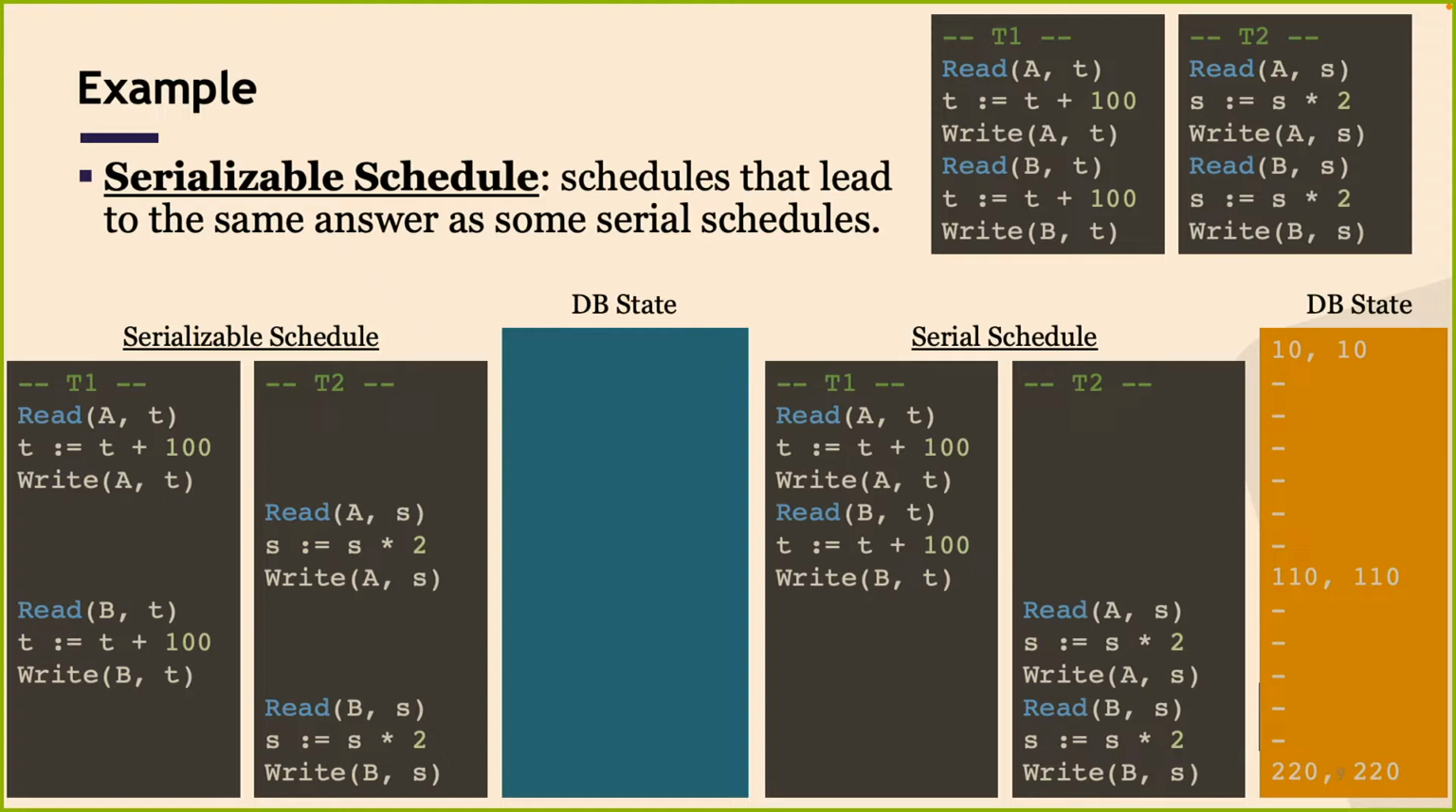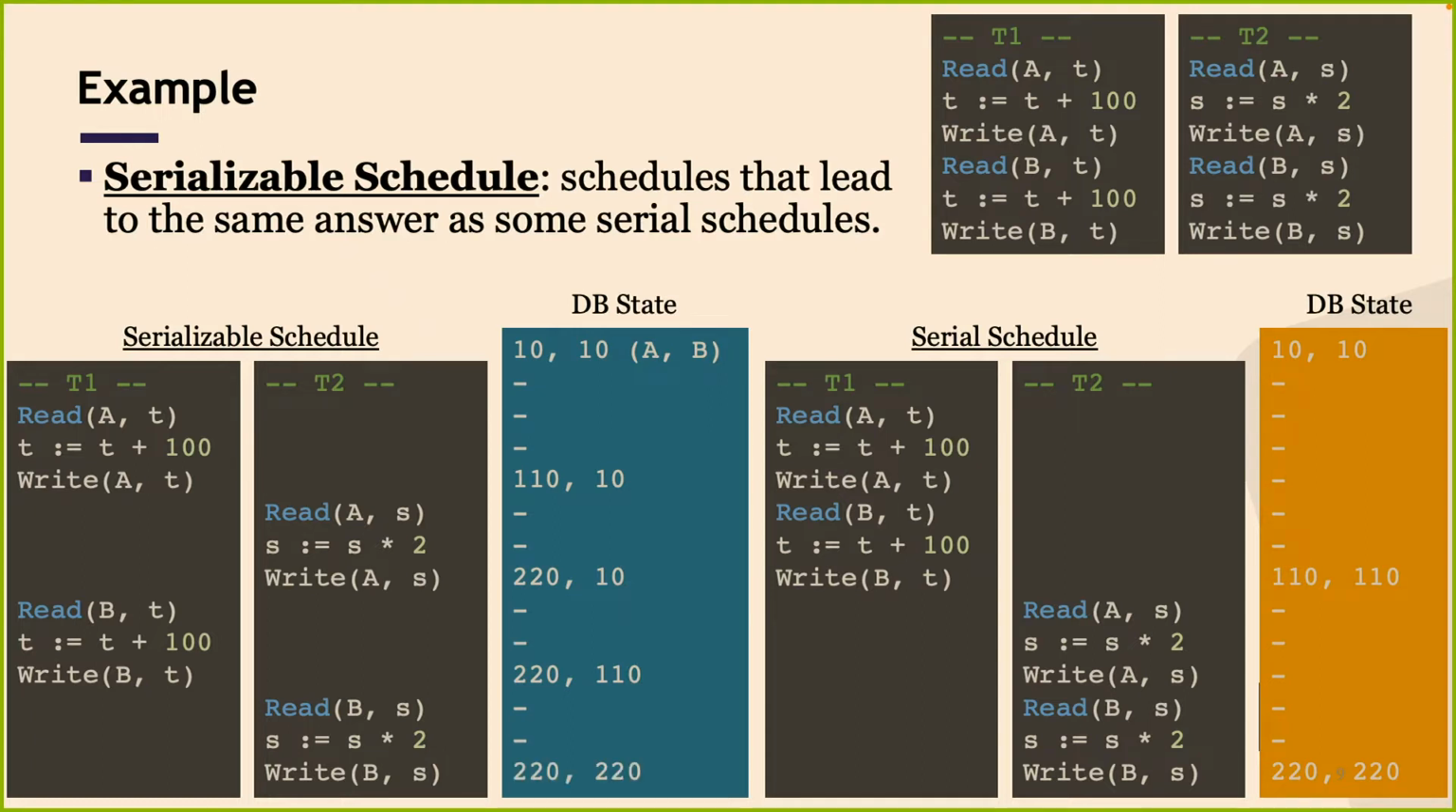So let's look at this very specific way of mixing instructions. I run the first 3 instructions of T1 first, then I run the 3 instructions of T2, and so on and so forth. If you do this, what would I get? My input is still 10, 10. After the first 3 instructions from T1, my A equals 110, my B is still 10. And then after I run the T2 part, I get 220 and 10. Then I run the B part from T1, then I run the B part from T2.